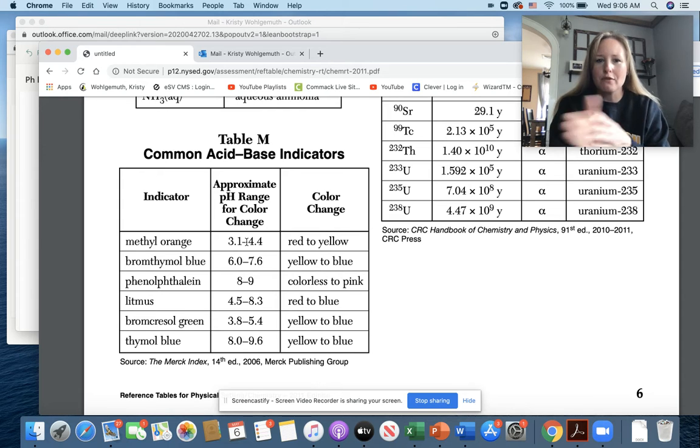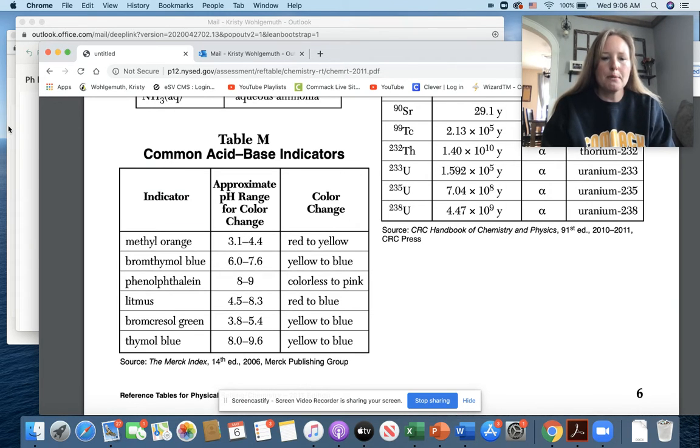It's slowly changing from red to yellow, or with bromthymol blue from yellow to blue, or phenolphthalein from colorless to pink. So your answers will never be within that range. A lot of people did that because I think they just thought, okay, here's a range and this is what the table's telling me, but we have to understand what's going on with that.